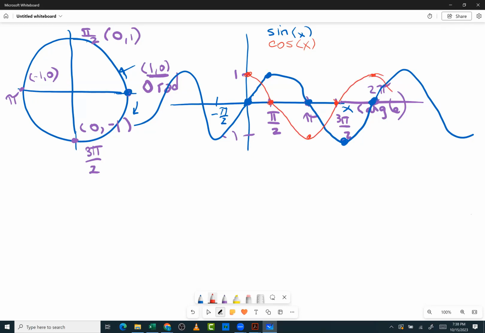And again, it goes on in both directions forever. They look exactly the same, don't they? The only difference is one is shifted. It's actually shifted pi over 2 from the other. Does everybody understand basic transformations like horizontal, vertical shifts, compressions, all that stuff?